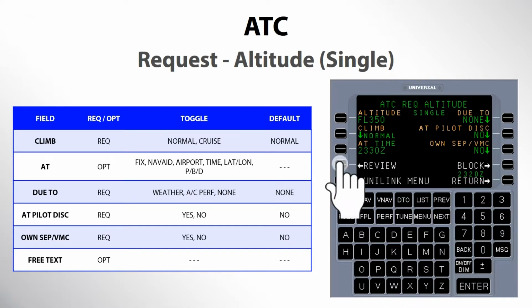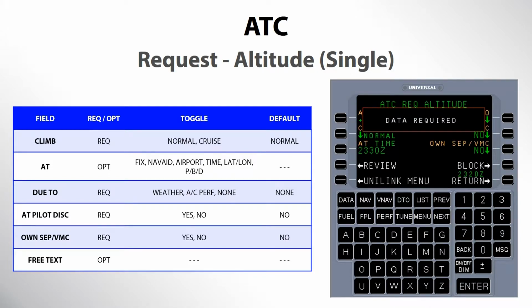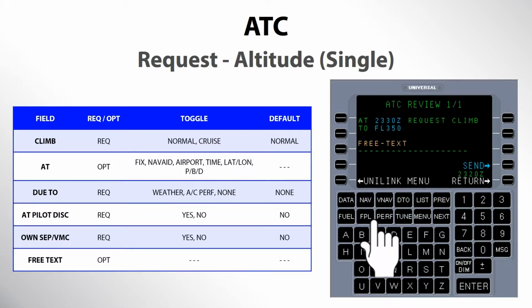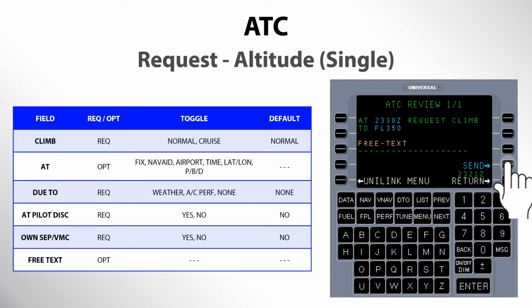Press Review. If you had failed to enter data in the altitude field, this pop-up window will appear. You have the option to press Free Text and enter any additional information as needed. When ready, press Send to put the altitude request in queue for transmission.